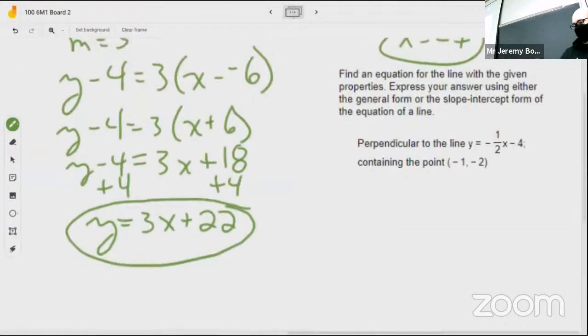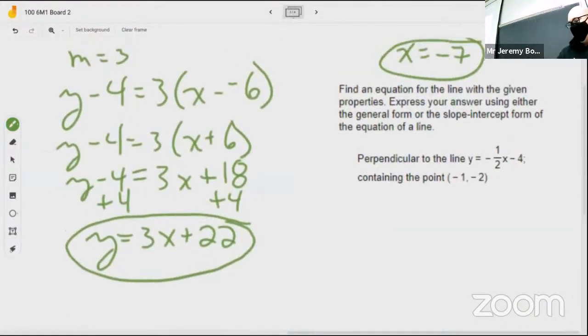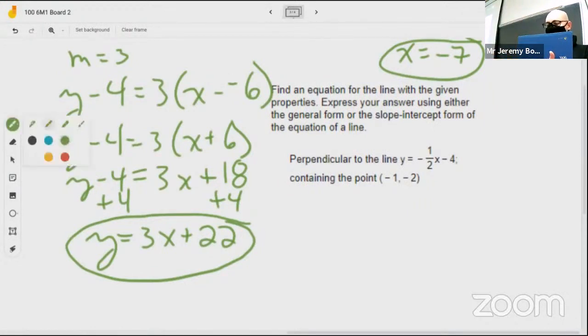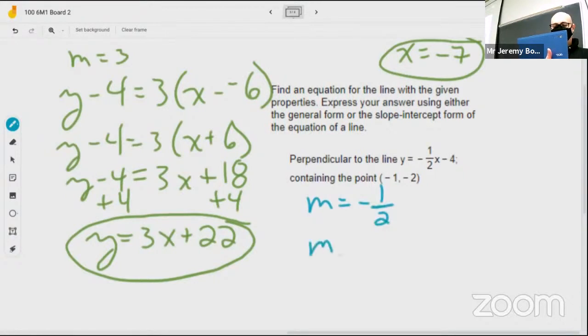All right, next one. I want to find the equation for the line given the properties. It's perpendicular to the line y equals -1/2 x minus 4 and contains point -1, -2. Now, since it's perpendicular, the slope of that line is -1/2. So the slope of our line, which is perpendicular to it, we're going to flip that slope. We're going to find the reciprocal, and we're going to change the sign. We're going to negate it. So it's going to be +2. Don't forget to change the sign. That's something a lot of people forget to do. So the slope of our line is +2.